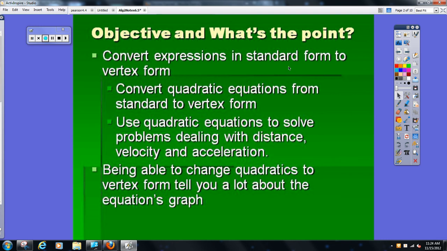Standard form is really nice because it is calculator friendly. You can go right into that calculator. But vertex form is nice because it's very easy to graph by hand, and you can tell a lot just by looking at that equation. So today is a way to go back and forth between the two.